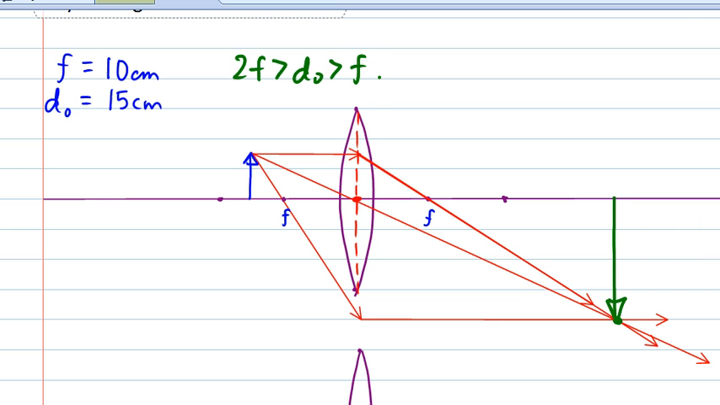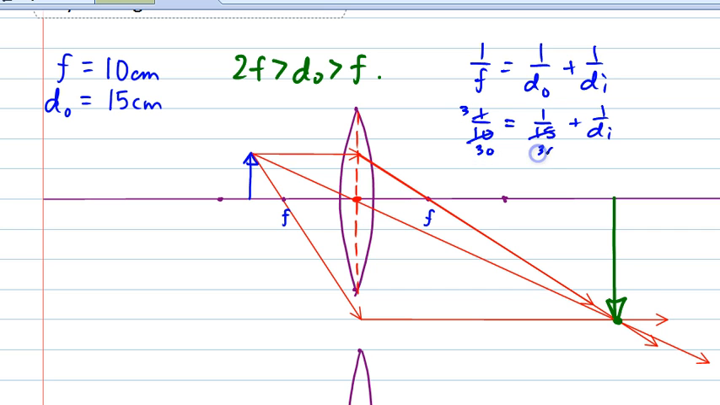Okay, now let's just confirm this using the lens equation. So 1 over F equals 1 over DO plus 1 over DI. So let's calculate DI. So 1 over 10 equals 1 over 15 plus 1 over DI. Common denominator is 30. And 3/30 minus 2/30 is 1/30, which is equal to 1 over DI, which means that DI is equal to 30 centimeters, and that totally makes sense.